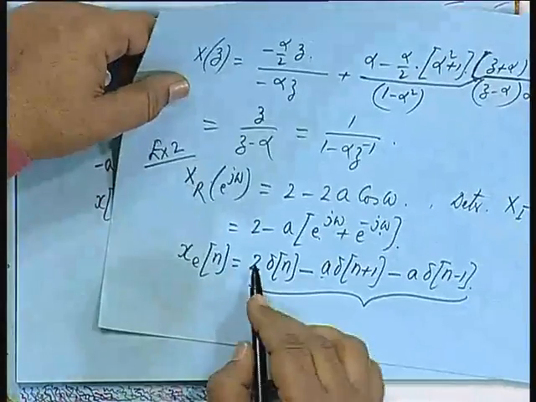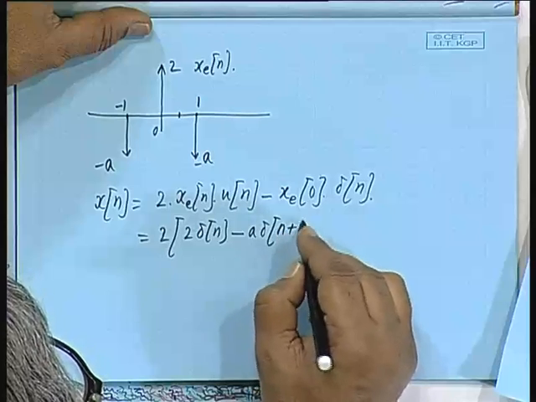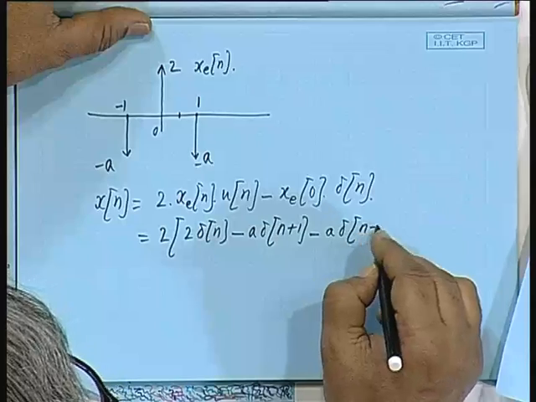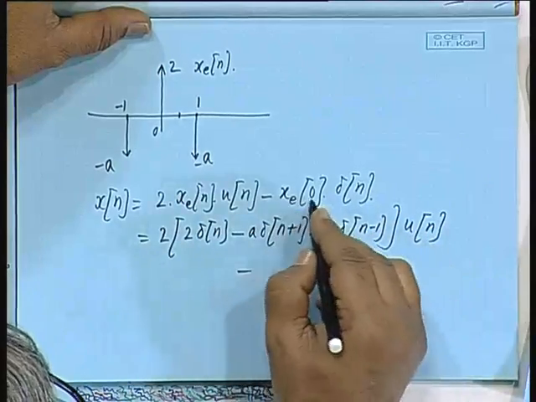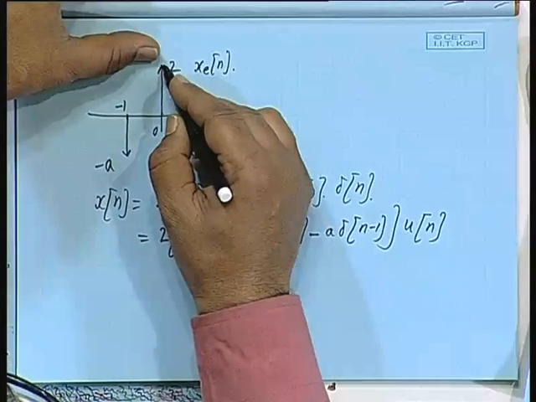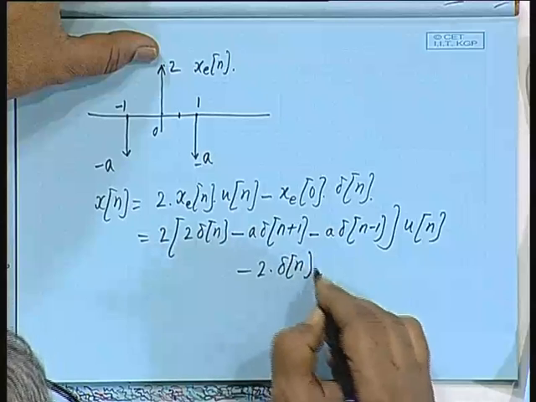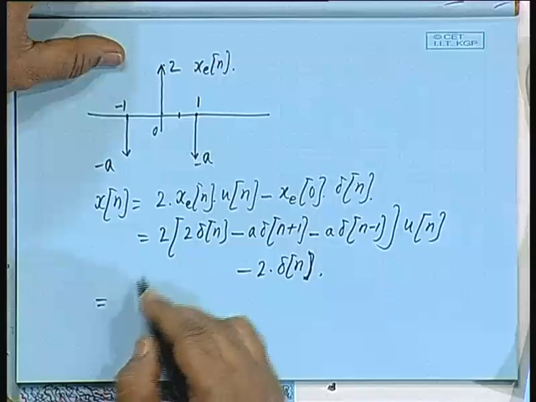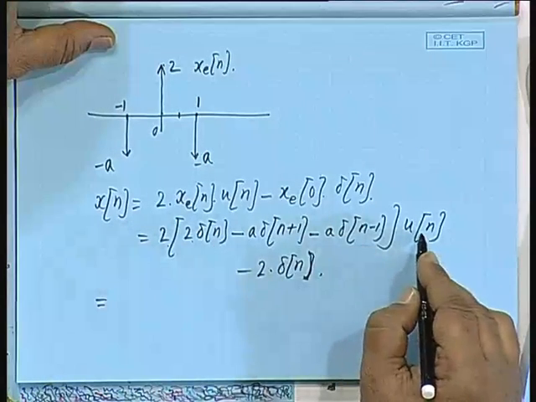Just now we have got 2 into delta n minus a into delta n plus 1, minus a into delta n minus 1, whole thing multiplied by Un minus Xe0. Xe0 is 2, so 2 into delta n. Correct me if I am wrong, is it all right? So, how much is it? 2 into 2, 4 into delta n, mind you it is multiplied by Un.